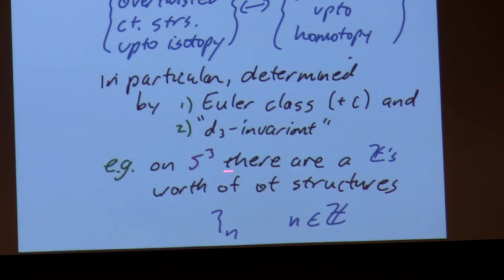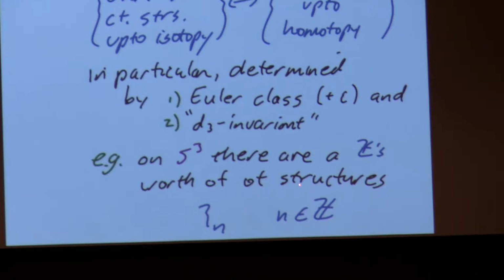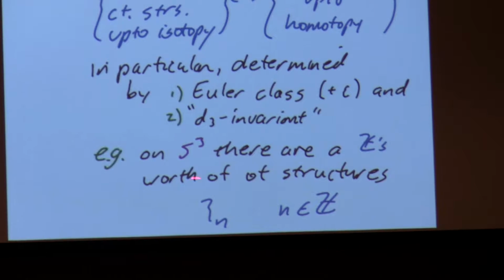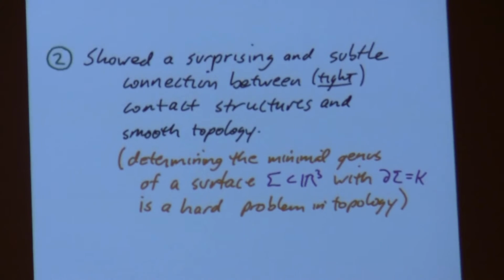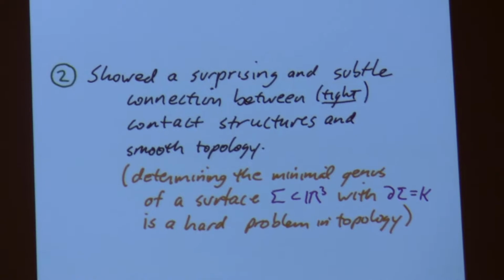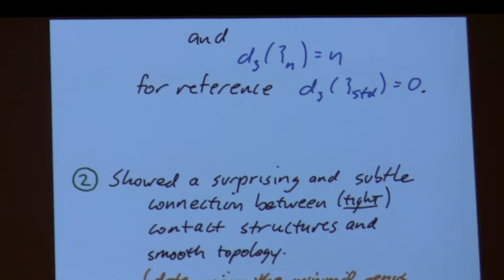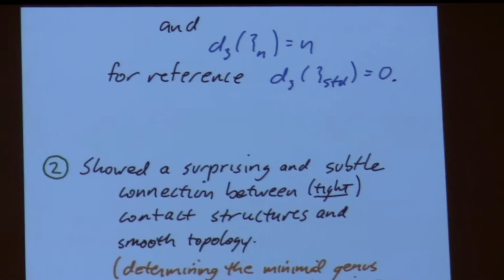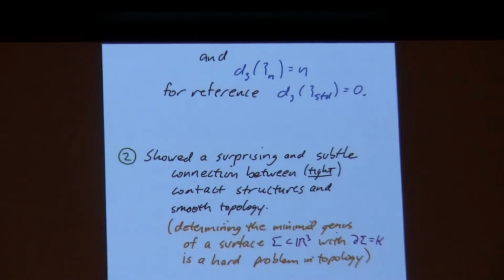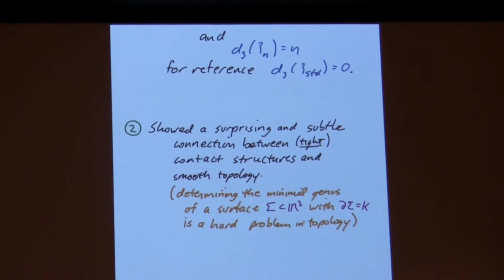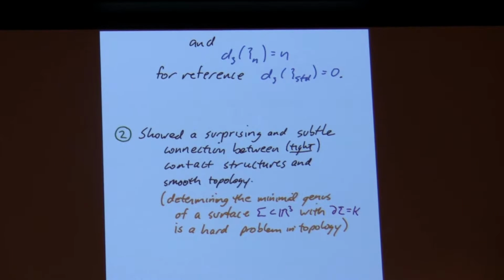But one example, at least, that I can show you is on S3, there's exactly a Z's worth of over-twisted contact structures. I'll denote them Cn, and the Cn's have the property that D of Cn is n. So basically, for every integer, you have an over-twisted contact structure. And just so you know my conventions, some people might be used to the D3 invariants in S3 being half integers. I think it's a strange convention, because this definition works much nicer.